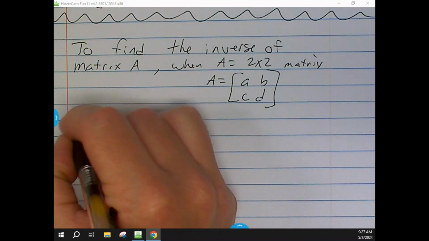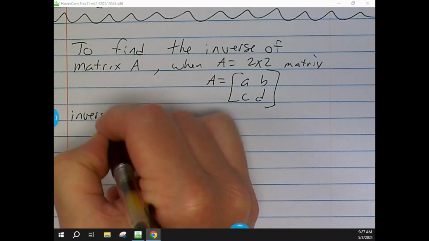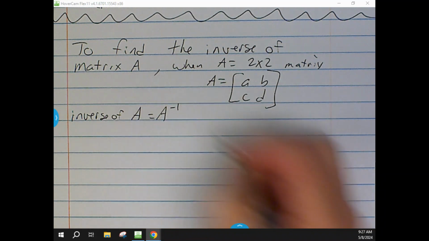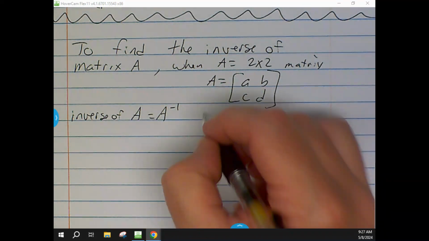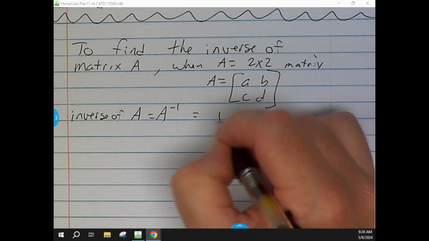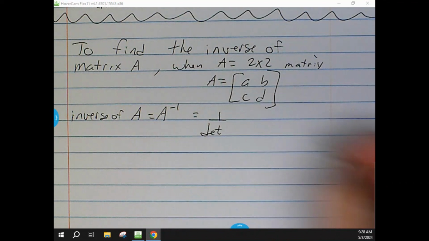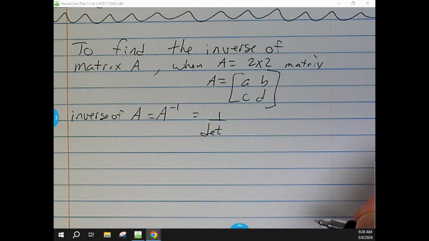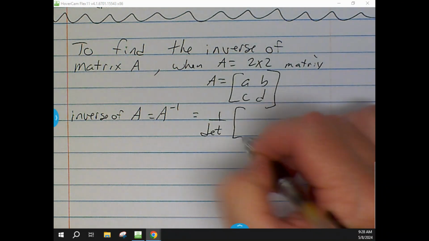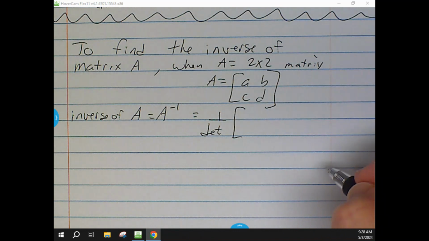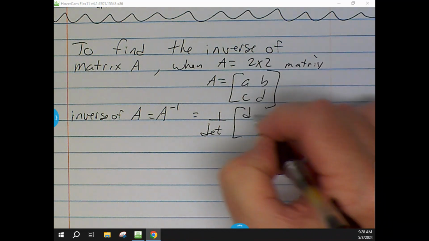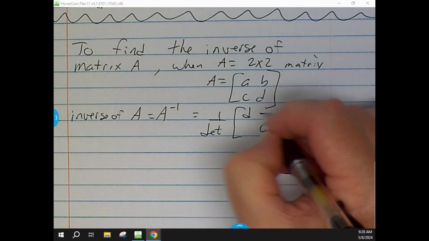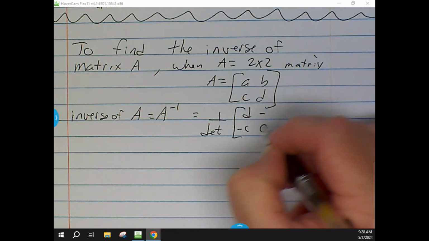The inverse of A, which again is A negative 1, how they're going to show that. That's going to equal 1 over the determinant. So we're going to do our cross products here and find out what that determinant is. Then, to get the inverse, you're going to switch these two numbers, so we put D here and A here. Then we change the sign of these two numbers, but they stay where they are.